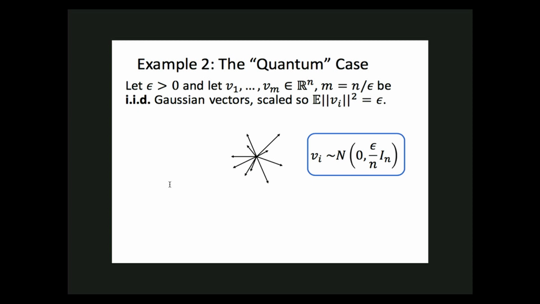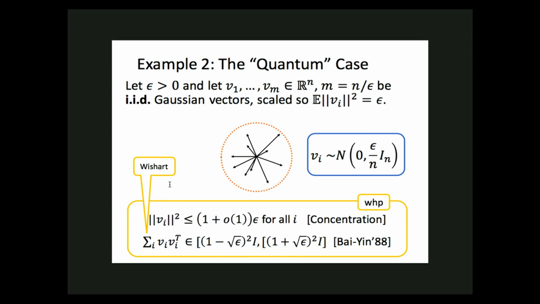And appropriately scaled. So according to an appropriately scaled covariance matrix, the norms are, in expectation, epsilon. So maybe the vectors look like that. Okay. So does this satisfy the requirements of this problem? You need to do a few calculations. First, just by standard concentration inequalities, actually all the norms are very, very close to epsilon with very high probability.